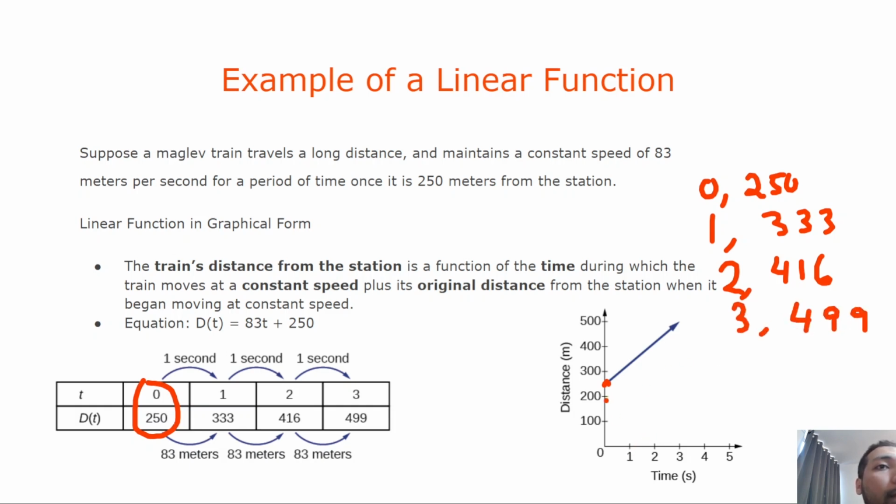So we have this first point over here, (0, 250). The second one is (1, 333) right over here. This is the third point right over here. And the last point is right over here. Once we have this, we can just connect them with a straight line. So this is the graphical form of this linear function.